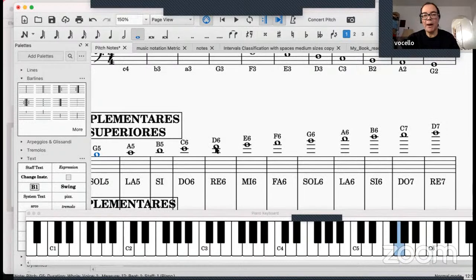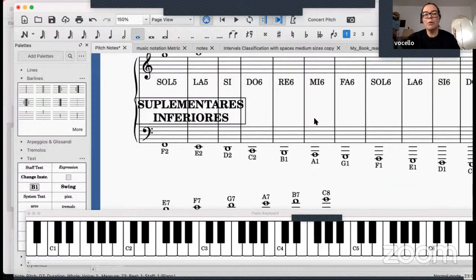The third space above the musical staff on the treble clef is D6. The third line above the musical staff on the treble clef is E6. The first is A, the second is C, the third is E, and the fourth is G6, and the fifth is B6 and D7.